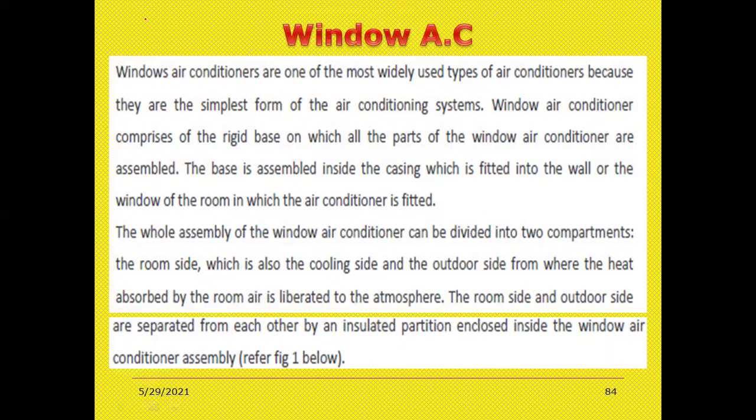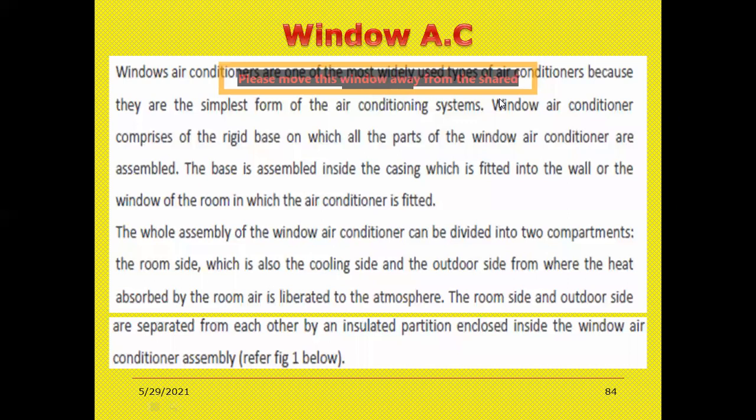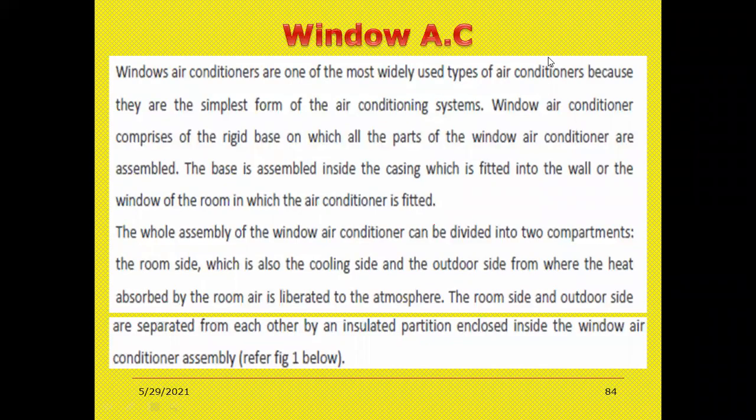Generally the window AC we are using for domestic purpose. It may be 1 ton, half ton, 1.2 ton, 1.5 ton, like that. This AC is totally working on vapor compression refrigeration system. This air conditioner is the most widely used type of air conditioner because it is simple to use and easy to maintain. Here this AC system is based upon the rigid base.